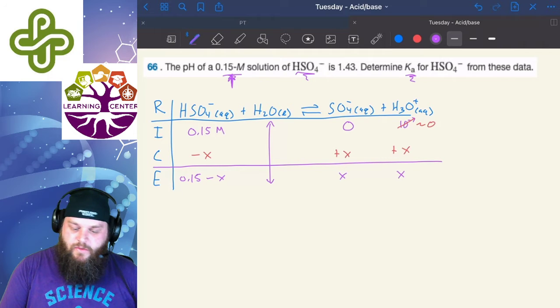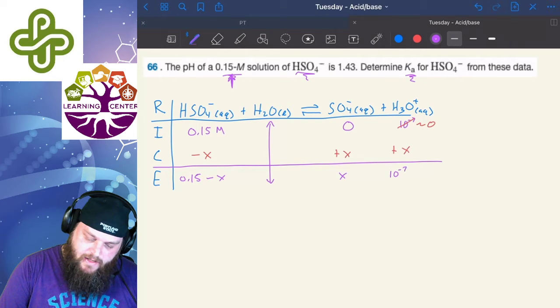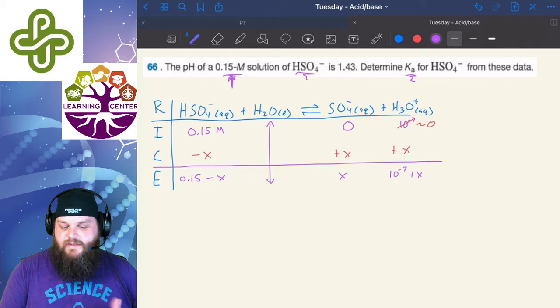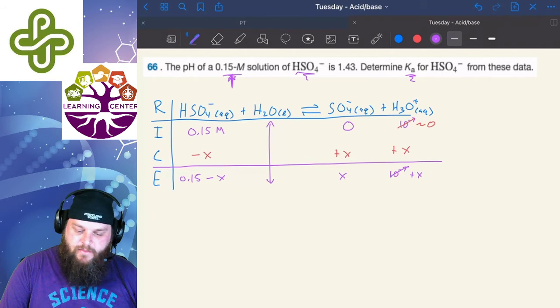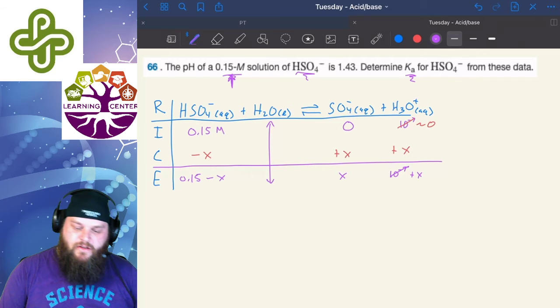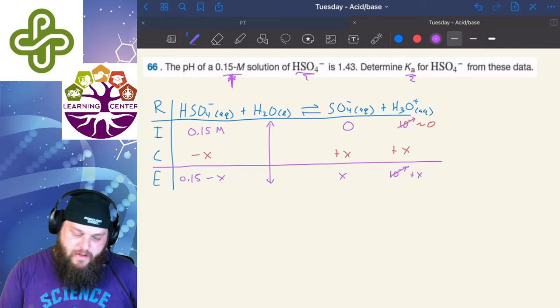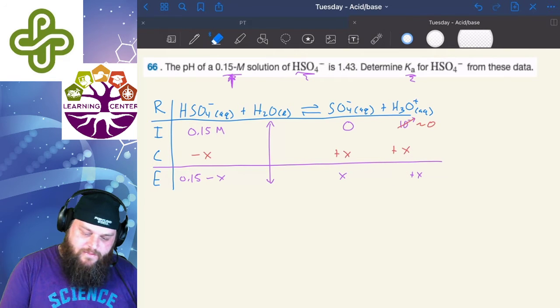And this is where you would lose the 10 to the negative 7. So if this was 10 to the negative 7 plus x, as long as x is greater than 10 to the negative 5 or so, or even negative 6, depending on your sig figs, you're going to lose that 10 to the negative 7 completely once you make that addition, which is why we say it's essentially 0. So in that case, hydronium concentrations are just going to be x as well.